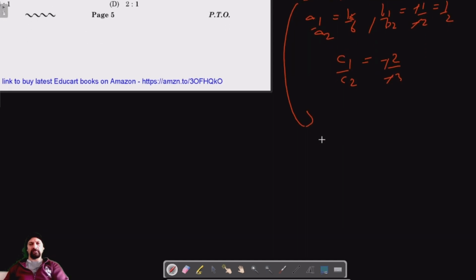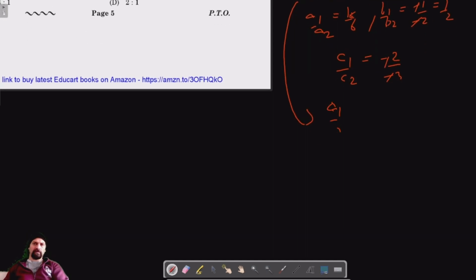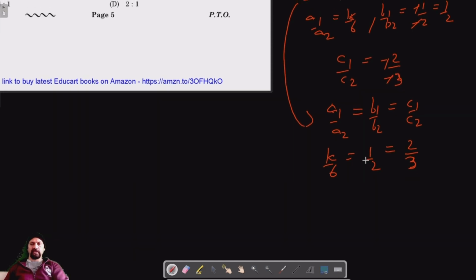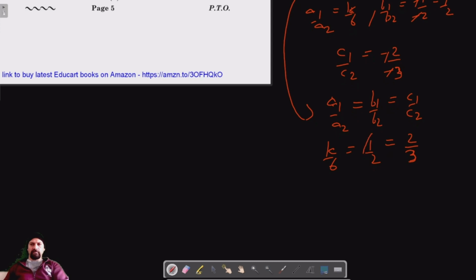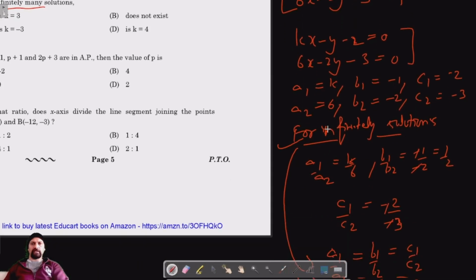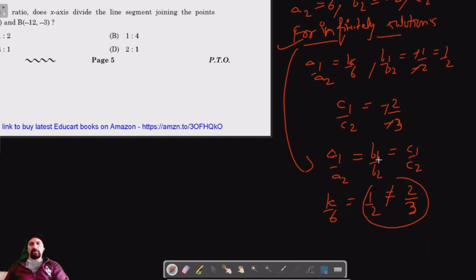Now, for infinitely many solutions, the condition is A1 upon A2 is equal to B1 upon B2 is equal to C1 upon C2. And putting the respective values gives us A1 upon A2 is equal to k by 6, B1 upon B2 is equal to 1 by 2, and C1 upon C2 is equal to 2 by 3. So we have to find the value of k, but in this case, 1 by 2 is not equal to 2 by 3. So that means this pair of equations is not valid for infinitely many solutions. All the ratios should be equal.